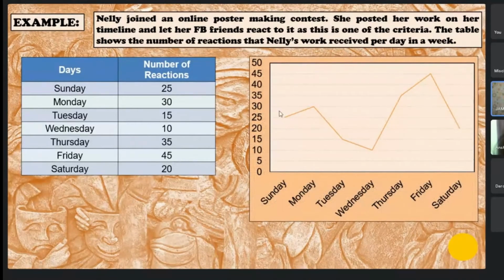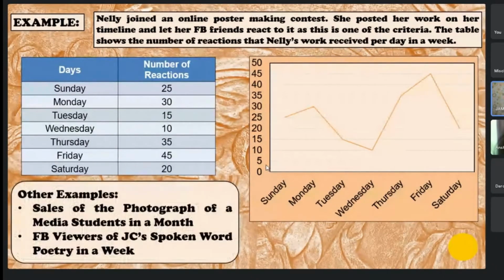So this will be the line graph for this data. So we have here Sunday, Monday, Tuesday, Wednesday, or the time, and the quantity or the frequency of the reaction, or the number of reactions that Nelly's work received per day in a week. We can also use line graph if we want to show the sales of the photograph of a media students in a month, and if we want to show FB viewers of JC's spoken word poetry in a week.